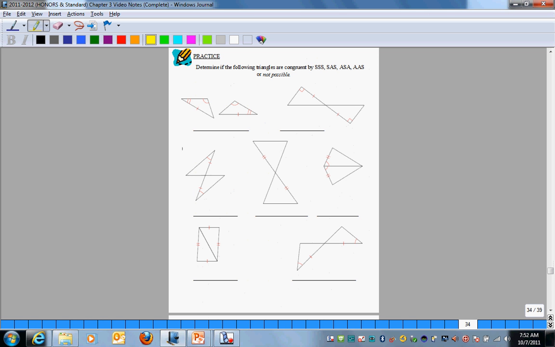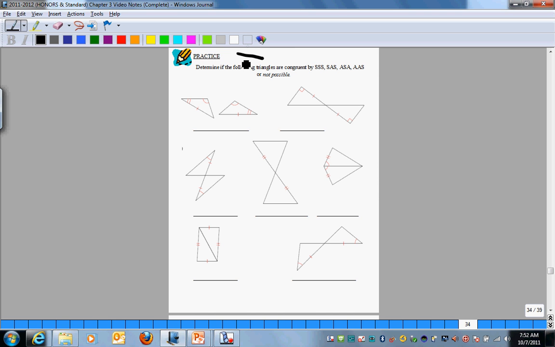Okay, on this page, we're going to determine whether the triangles are congruent by the 4 shortcuts, side, side, side, side, angle, angle, side, or not possible. It's important that you go through and look for, again, freebies. Let me give you a quick reminder of the freebies that you should be looking for.